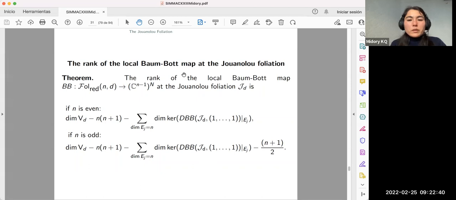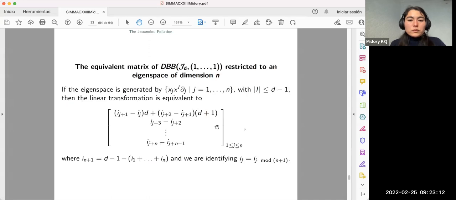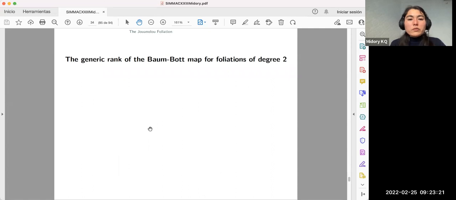The rank of the local Bott map at the general foliation can be given in terms of D and N and some matrices. Here, these A_G are some specific space of vector fields that depend also on N and D. That's all I want to say about the rank of the Bott map at the general foliation.